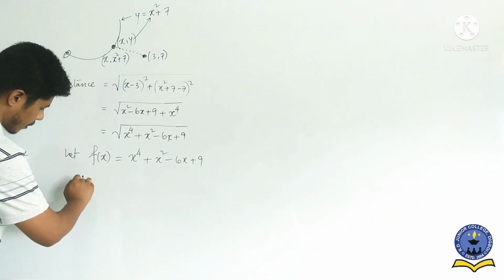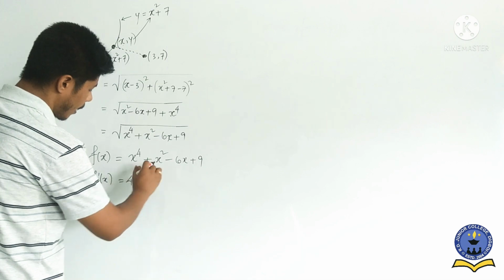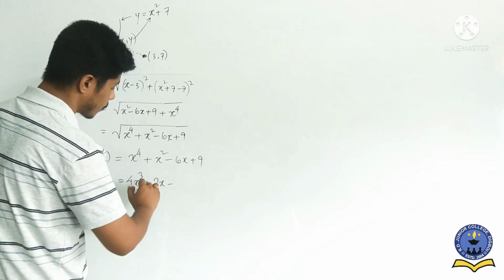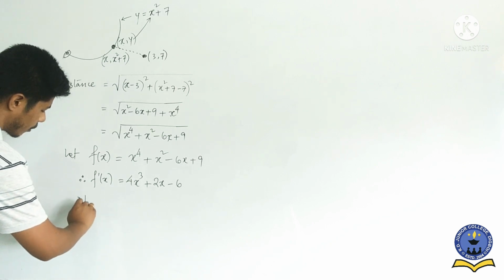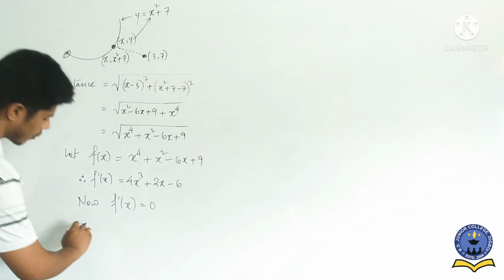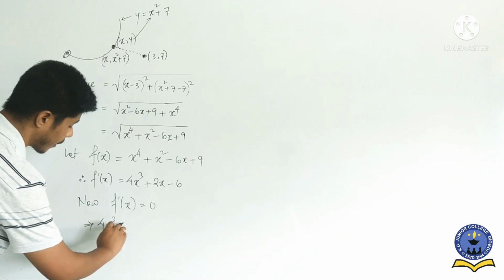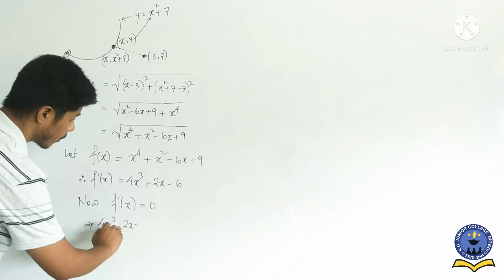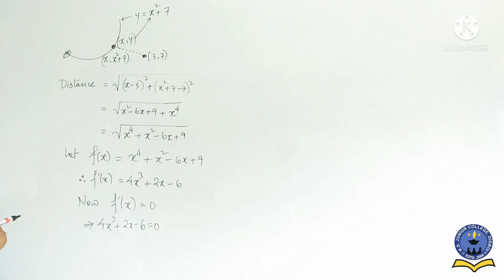So if you differentiate the result, f dash of x equals 4x cubed plus 2x minus 6, this one we get. Now f dash of x, according to our procedure, you have to write f dash of x equals 0. Now if we write f dash of x equals 0, from here we have to find the critical point. So 4x cubed plus 2x minus 6 equals 0.